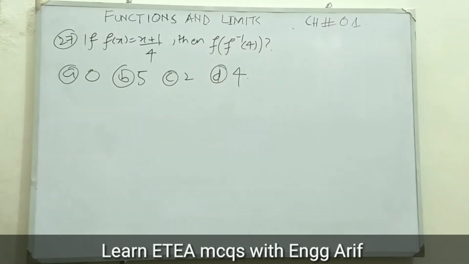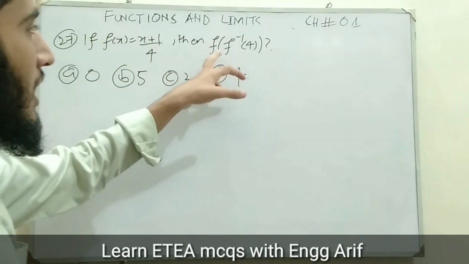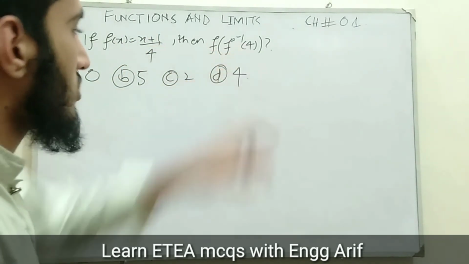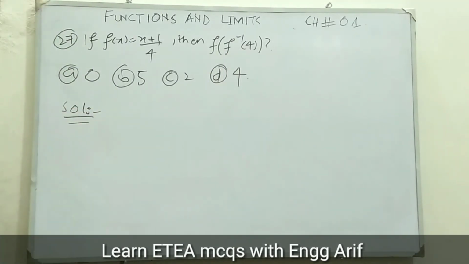Now move toward MCQ number 27. It asks: if f of x is equal to (x plus 1) over 4, then find the value of f of f inverse 4. So move towards the solution of this problem, MCQ number 27.